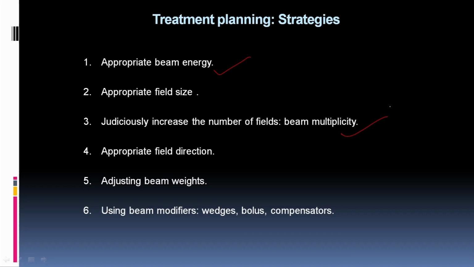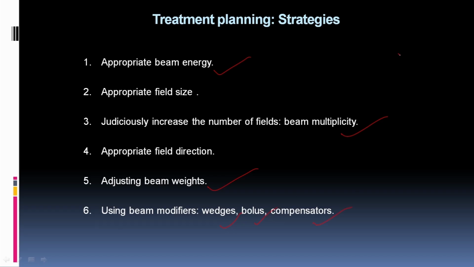And we may also adjust the beam weights, meaning if we treat by 4 fields, one anterior, one posterior, one right lateral and one left lateral, we may assign the beam weights as per our requirements to get a better dose distribution of the target volume. We can also use beam modifiers for betterment of the treatment plan, and these beam modifiers we have discussed in the last class. They are wedges, we may use bolus, we may use compensators.